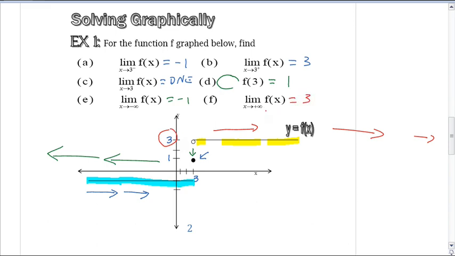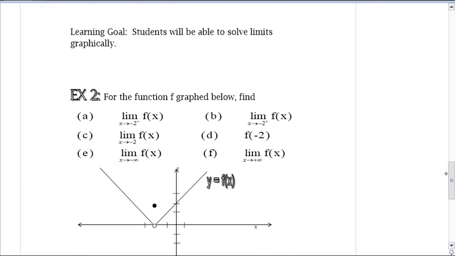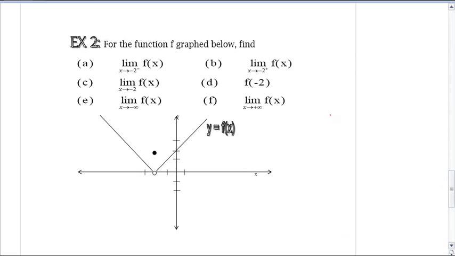So I know that was a lot to take in. We're going to do another example that's similar. These are kind of fun. I enjoy these, so hopefully you will too. Okay, so it says basically the same thing for example 2. For the function f graphed below, find all of these things.